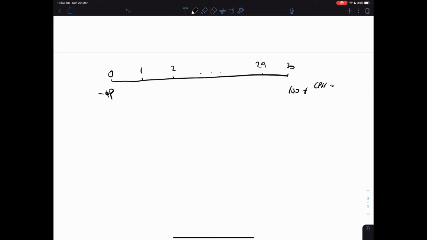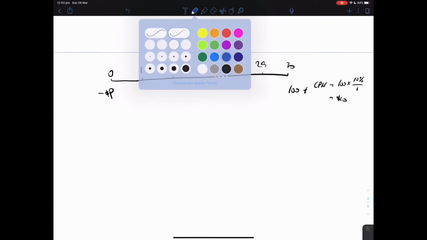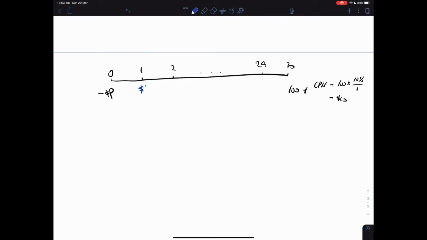And coupon payment here equals to what? 100 face value times coupon rate, which is 10% divided by 1, because it's only one payment per year, so that's $10. So the income stream is like this. You would receive $10, $10, and then $10, and then $10 plus 100, right?